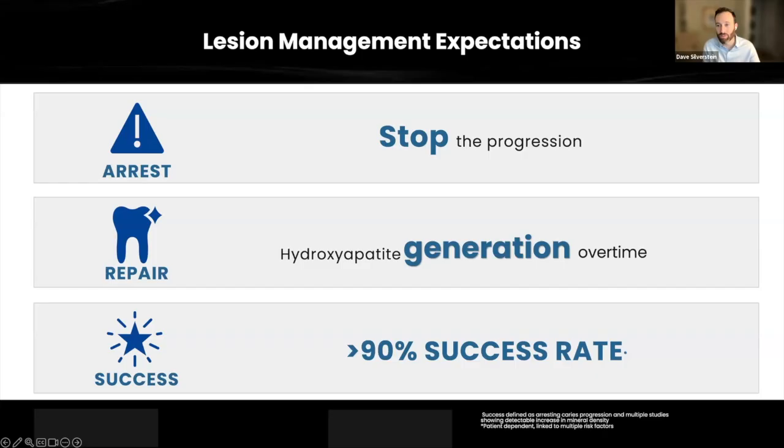And there are a bunch of different reasons why. But the main thing is that it stops the progression of the lesion into the dentin. And like I mentioned, the success rate that is shown in the studies is over 90%. If I'm being honest, what I'm seeing in my office personally, I would estimate it's more than 90% that we see.